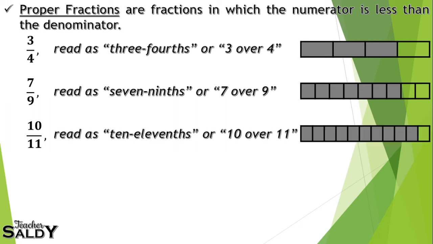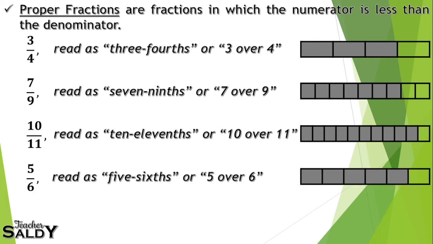Next is 10/11. So 1 whole is divided into 11 equal parts, and 10 is shaded, or 10 parts are taken. 10 equal parts are taken. 5 over 6, or 5/6. So a whole is divided into 6 and 5 equal parts are taken, or 5 equal parts are shaded. So those are what we call proper fractions. The numerator is less than the denominator.